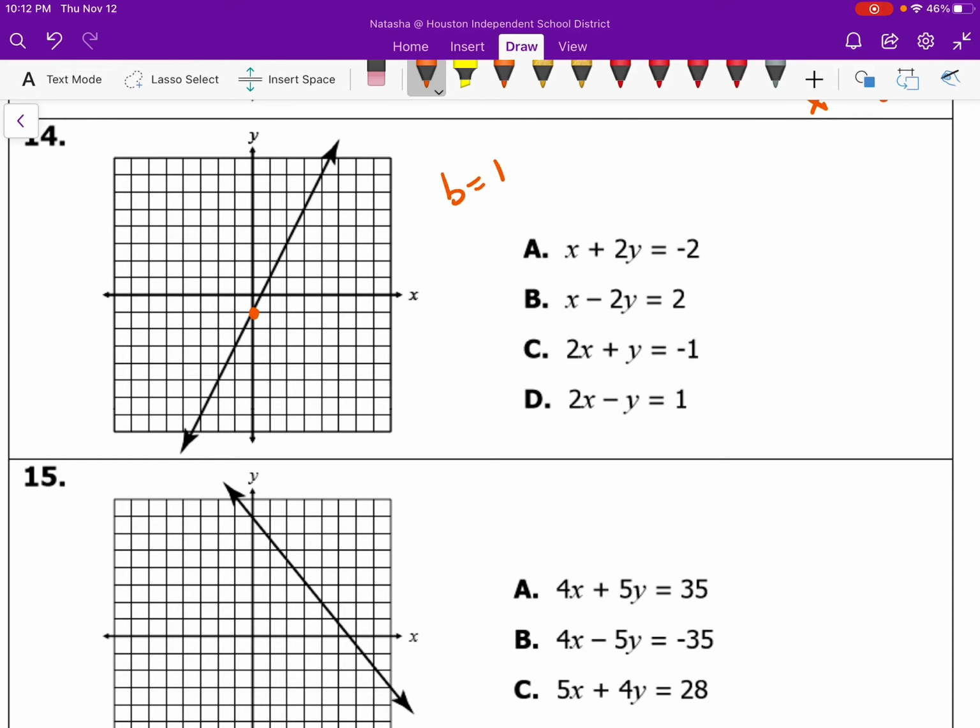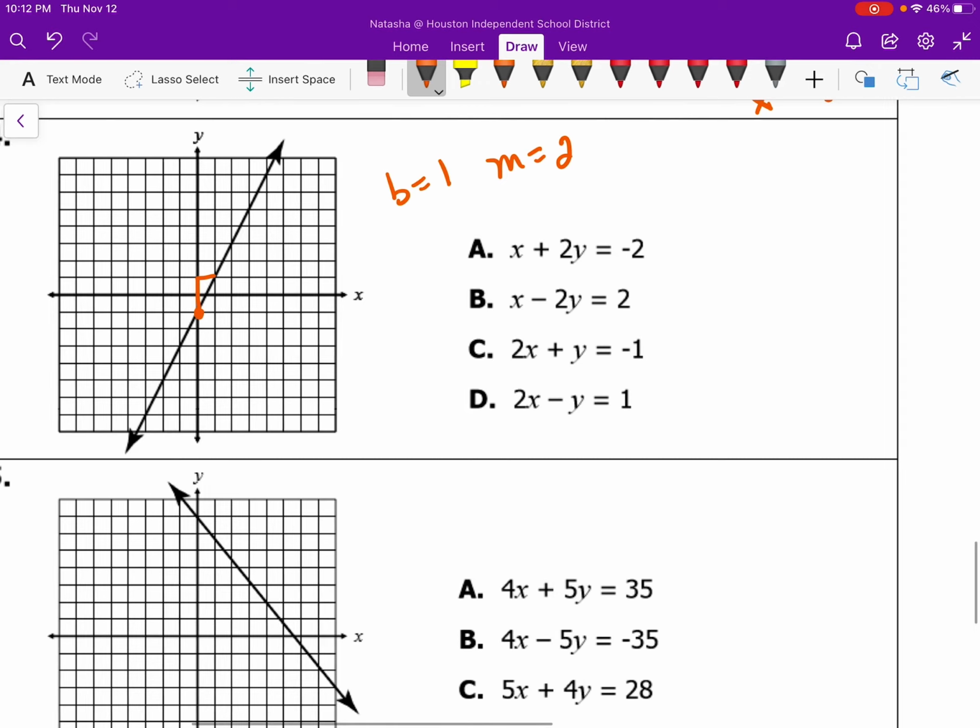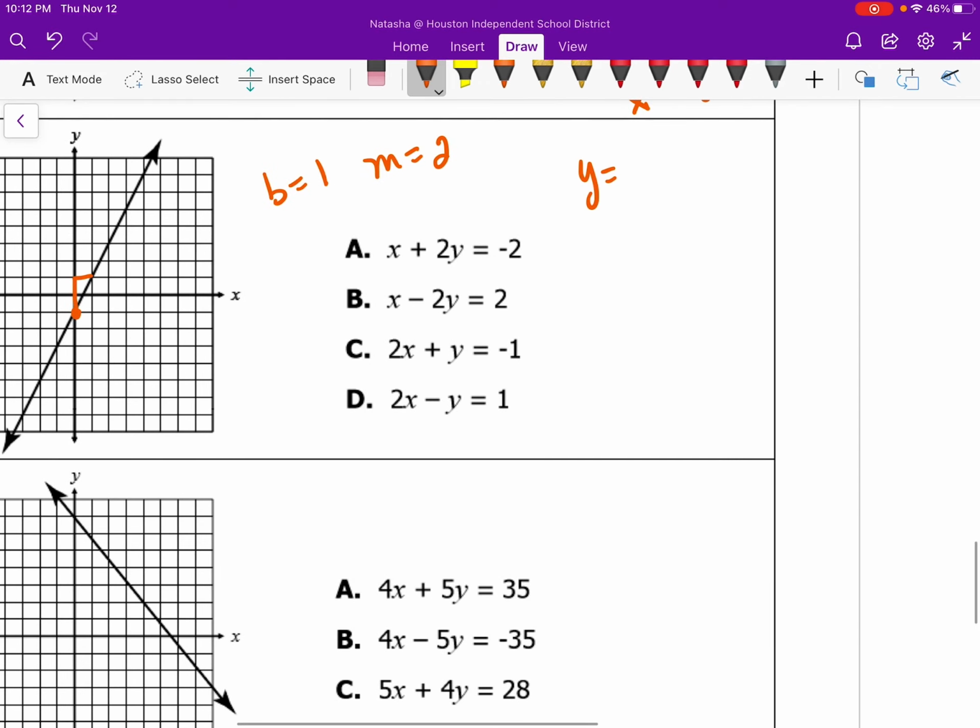I'm going to go ahead and come here, and my y-intercept is negative 1. My slope has a rise of 2 and a run of 1, so that's positive 2. So this is going to become y is equal to 2x plus 1. No, not plus 1. Minus 1. It's late at night.